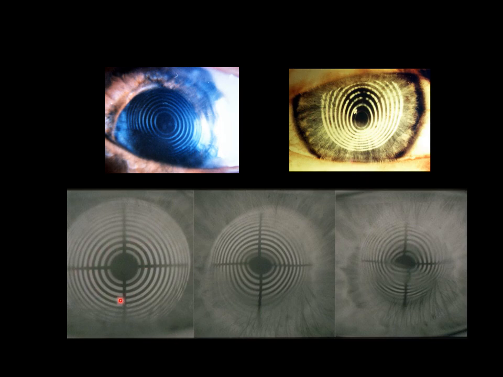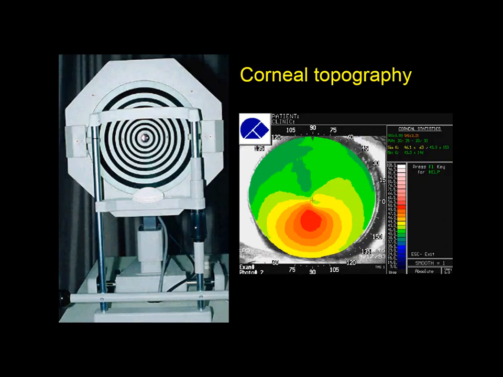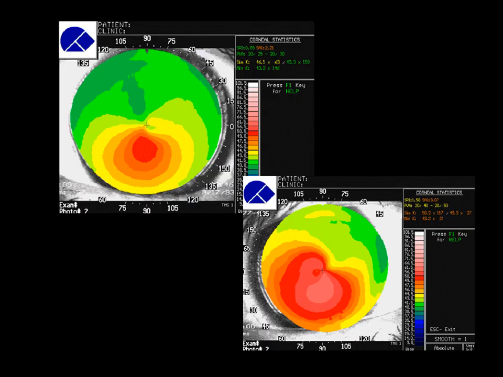This is an example of a normal eye, no astigmatism. Here we have astigmatism with the rule. Here we have irregular astigmatism. This is against the rule astigmatism. Again, normal cornea, with the rule, against the rule, irregular astigmatism. With corneal topography, if we can say that one meridian is more curved than the other, then this is the case of astigmatism.